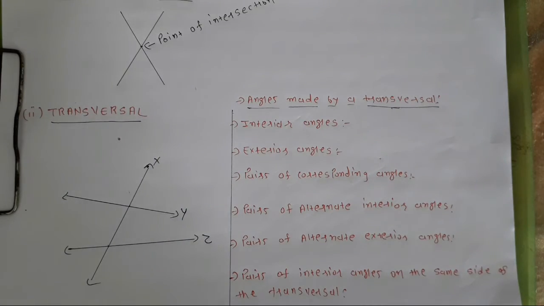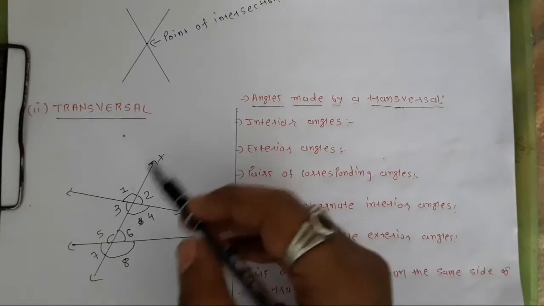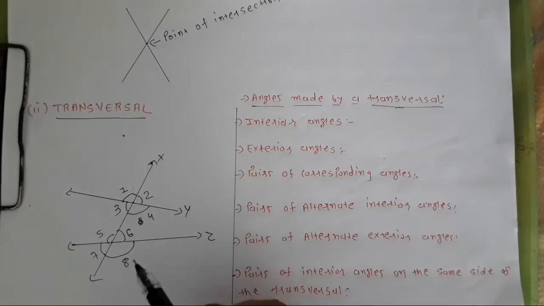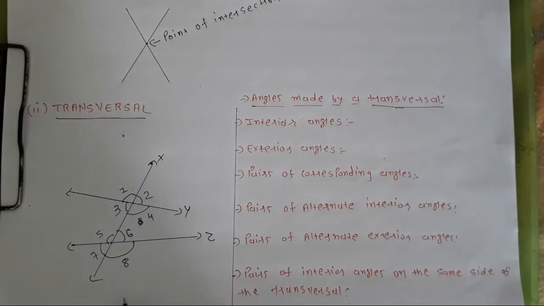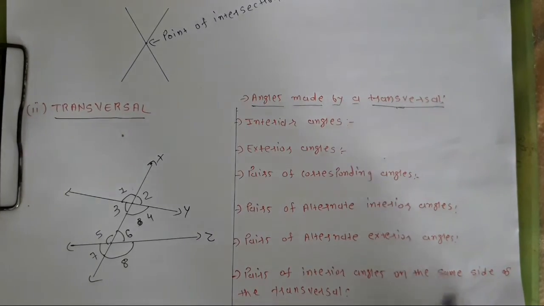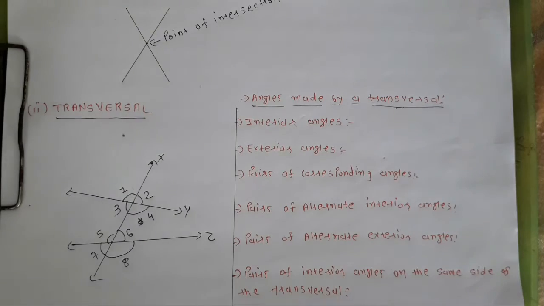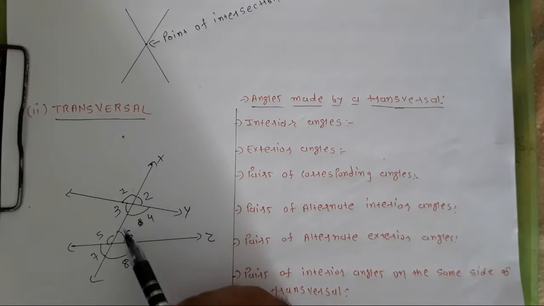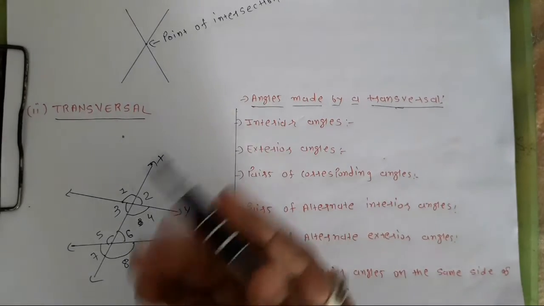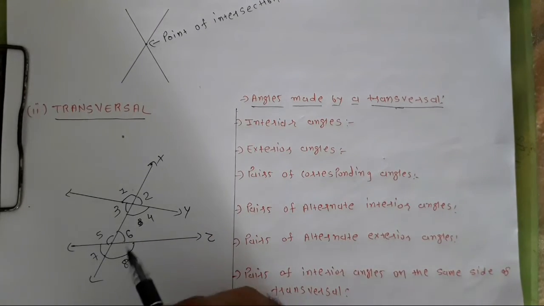So first of all, after intersecting line X with these two lines, 8 angles have been formed. Now we have to study what the angles are and which types of angles there are. The first one is interior angles. What are interior angles? Interior angles are the angles which are inside the lines, not outside the lines. Those angles are called interior angles.